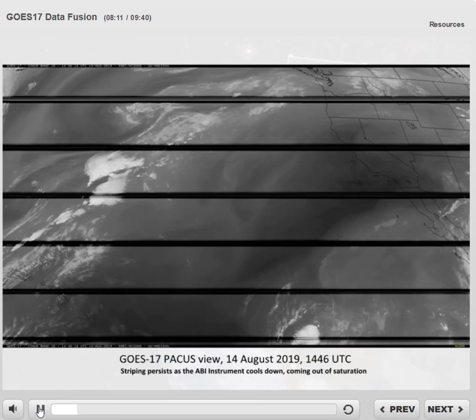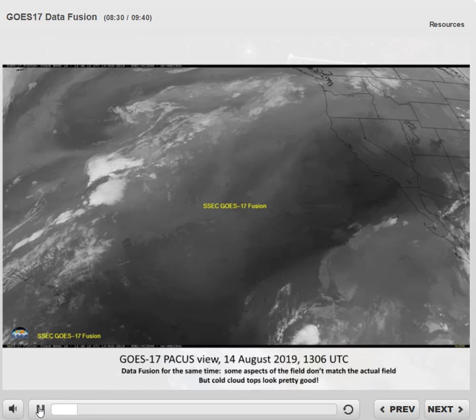Here's the first band 10 image as the ABI detectors emerge from the saturated period. What does data fusion look like at this time? Differences between this scene and the next one you see will show good correlation in the cloud tops, and larger differences at warmer, which is darker for this enhancement, brightness temperatures. Here is the data fusion for the same time. Toggle between this image and the previous one. Cold cloud tops are captured pretty well, but there are differences at warmer brightness temperatures.